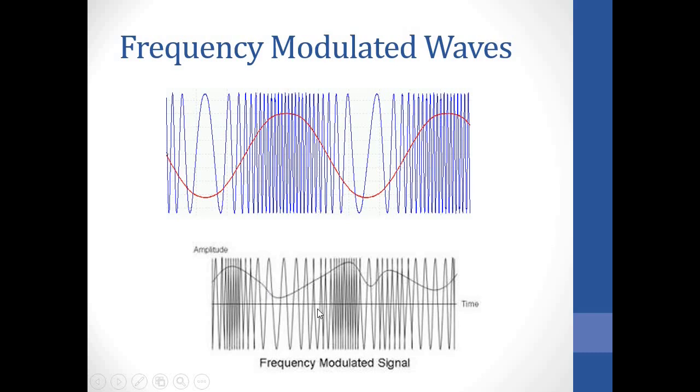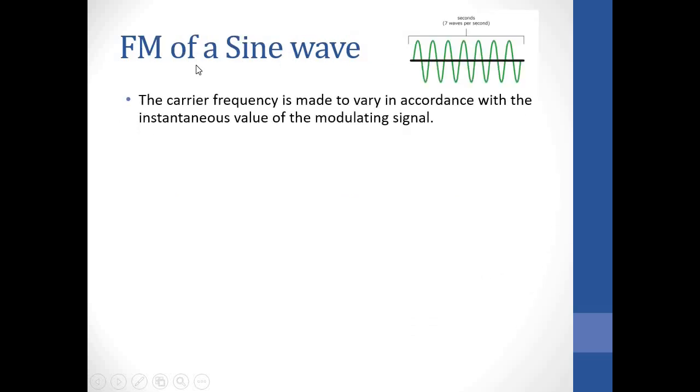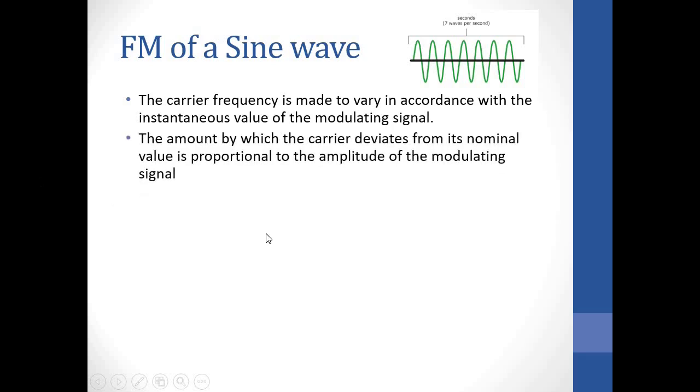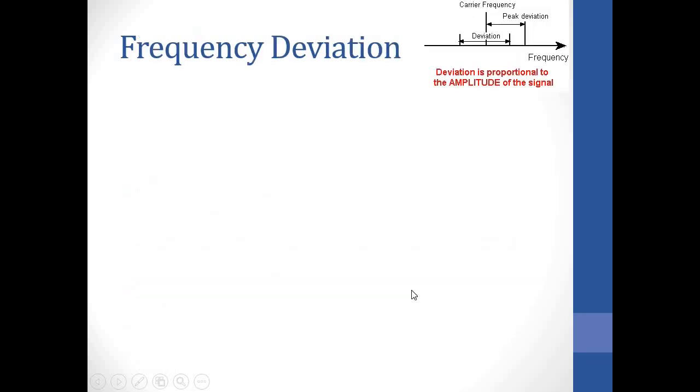You can also see that the variations happening in the carrier are due to the signal that we have there. So, in FM of a sine wave, the carrier frequency is made to vary according to the instantaneous value of the modulating signal. The amount by which the carrier deviates from its nominal value is proportional to the amplitude of the modulating signal. This we have already seen.